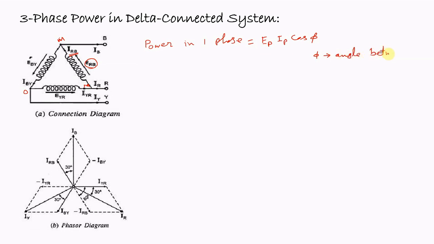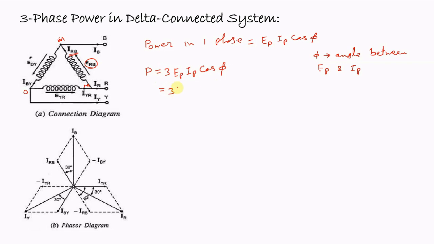between the phase voltage and the phase current. If it is a symmetrical and balanced system, then the three coils will be identical. So the total power developed in the delta connected system can be written as 3 times E phase I phase cos phi. This is the total power developed in a delta connected system.